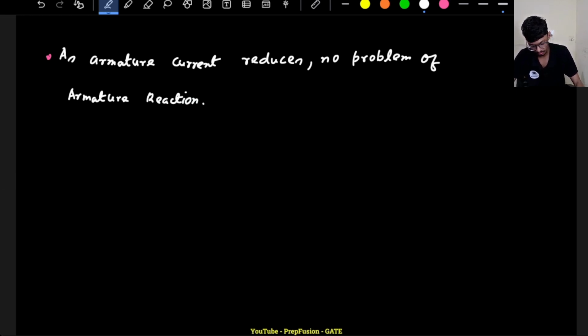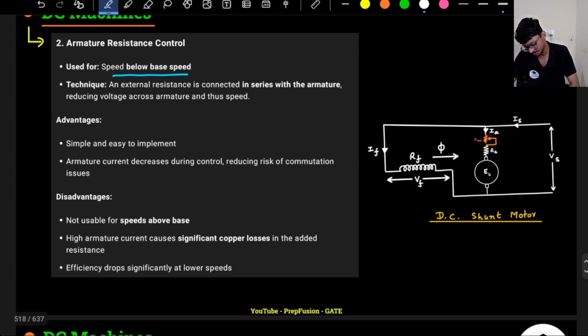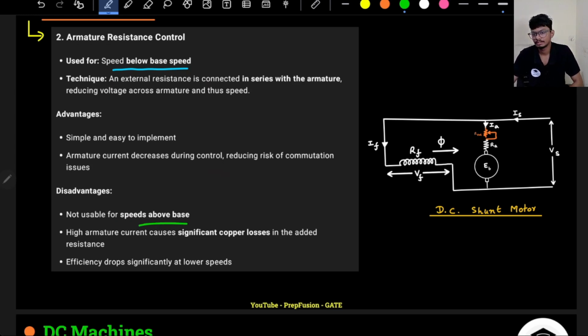Now let's discuss this method. An external resistance is connected in series with the armature, so it is simple and easy to implement. Armature current decreases during control, reducing the risk of commutation issues because the armature reaction is lower. It is not usable for speeds above base speed. Of course, that is a disadvantage. We cannot use it above base speeds because EB will always reduce. It cannot increase.